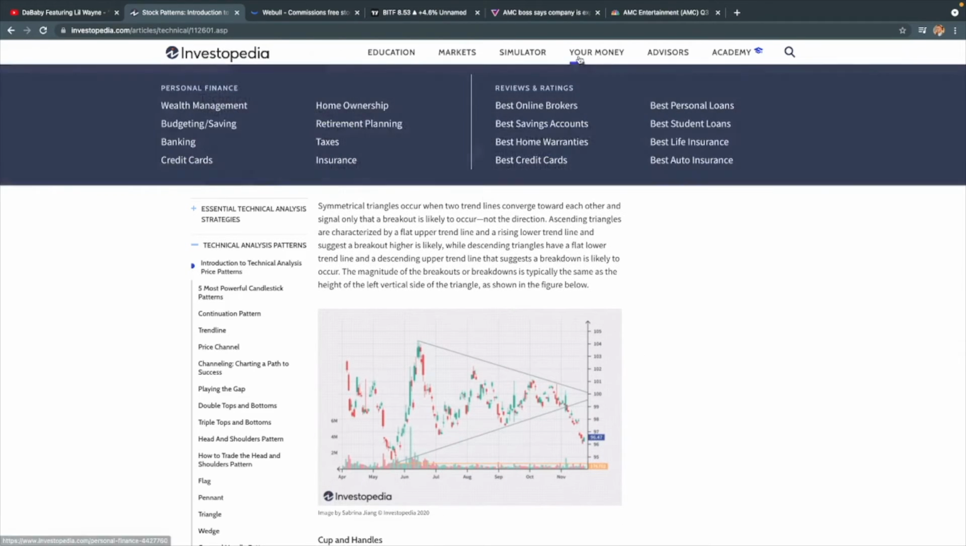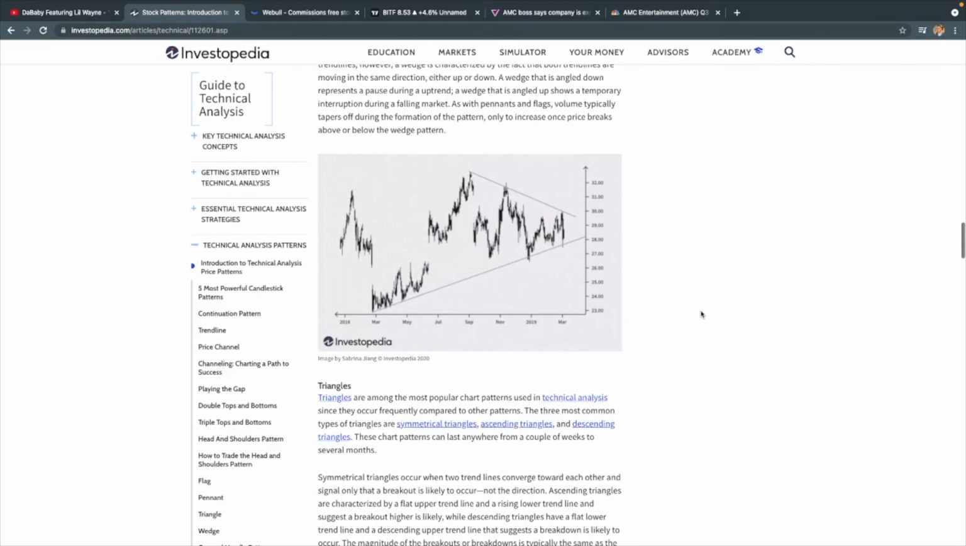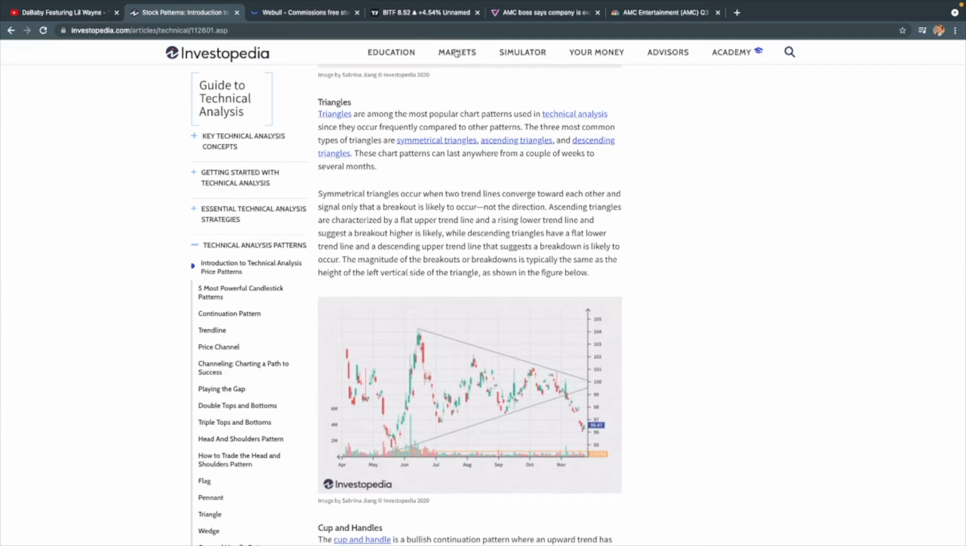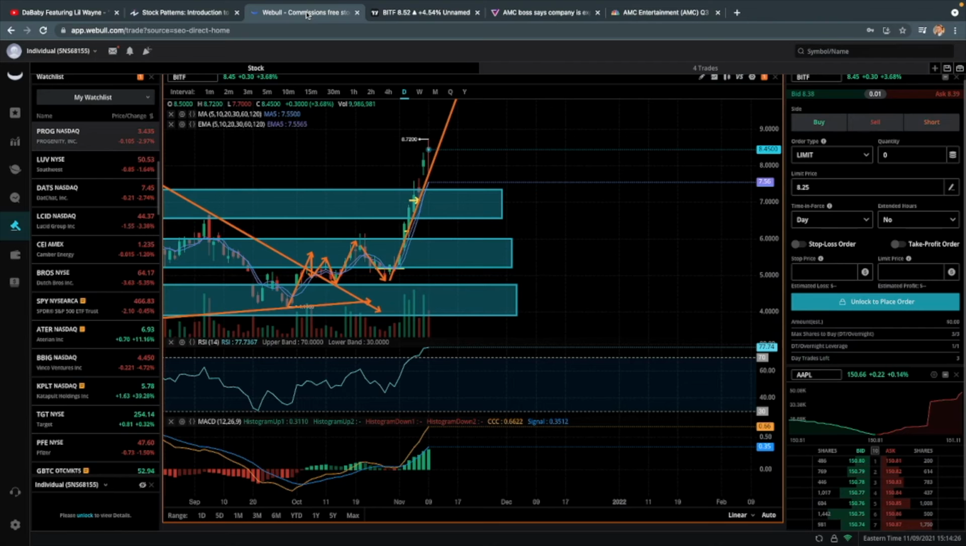And wedges and triangles are very similar, as you can tell here, right? So triangles are among the most popular chart patterns used in technical analysis since they occur frequently compared to other patterns. The three most common types of triangles are symmetrical, ascending, and descending triangles. These chart patterns can last anywhere from a couple weeks to several months. Wow, that's something I didn't know, right? So we all learn. And so if we take a look, this is basically your triangle.